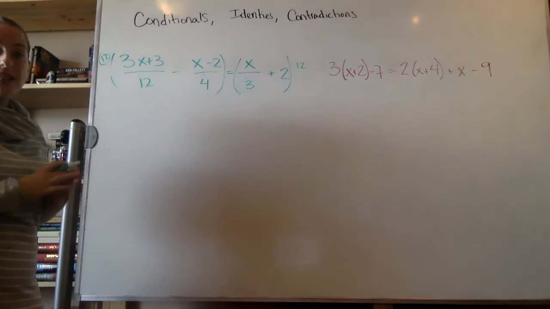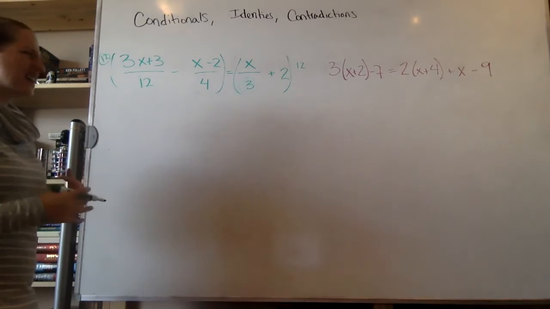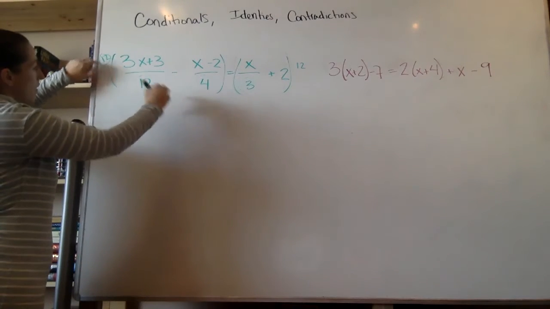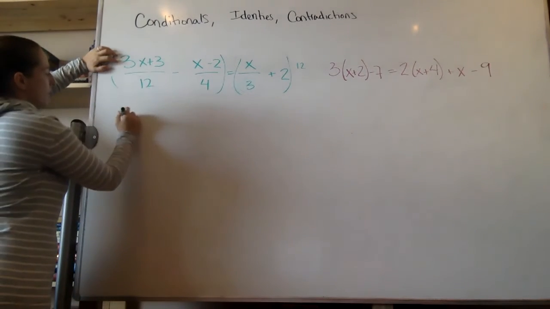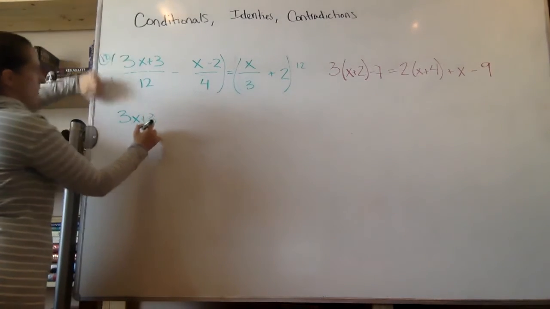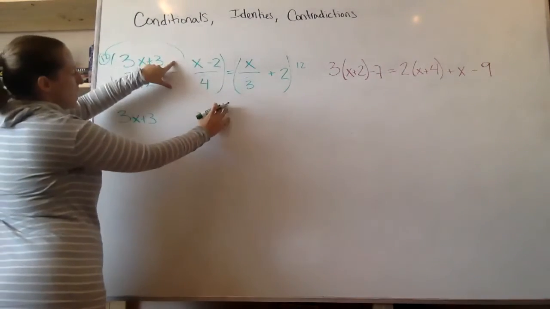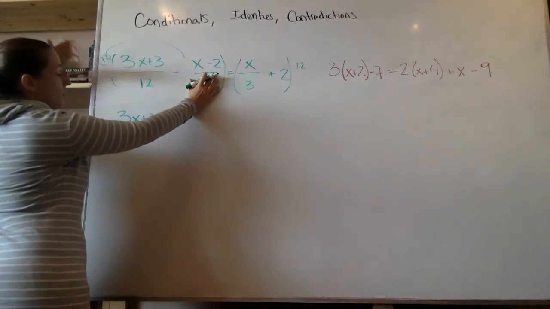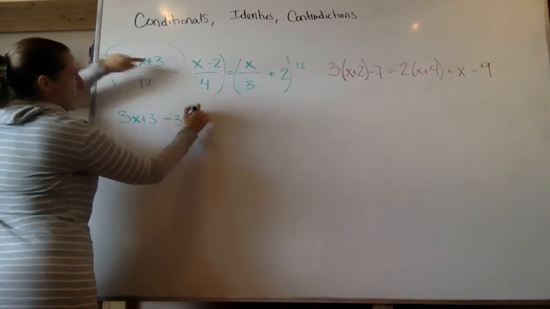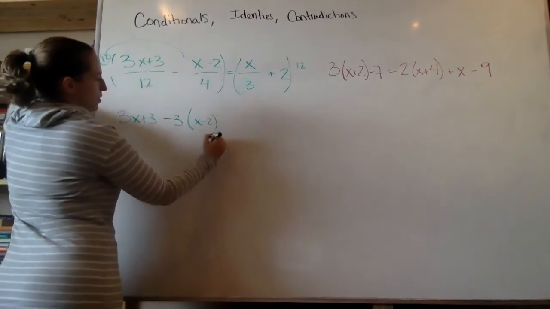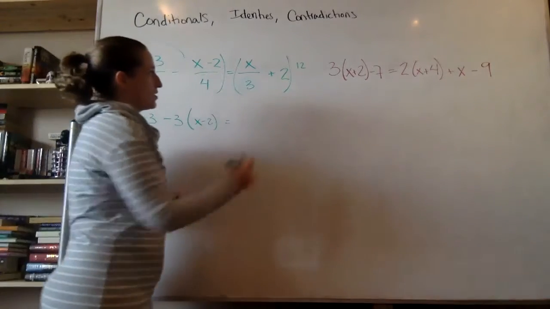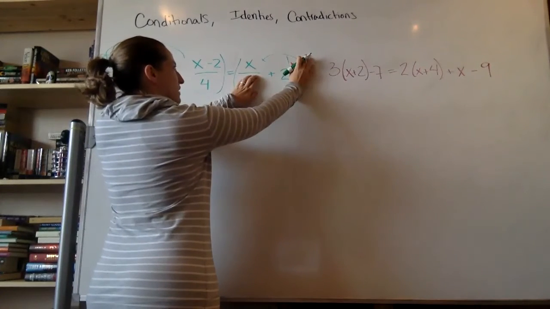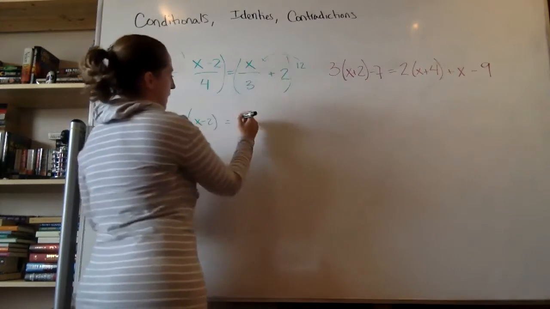In the last video, I explicitly did that. Now I'm going to try and do that kind of a little bit shorter method. When I do 12 times (3x + 3)/12, the 12's cancel, and I'm just left with 3x plus 3. Now when I do 12 times (x - 2)/4, well, 12 and 4 are going to cancel and leave me with a 3. So I'll have minus 3 times (x - 2). On the other side of the equation, when I do 12 times x/3, 12 and 3, I'm going to get cancellation, leaving me with a 4, so I'll have 4 times x.